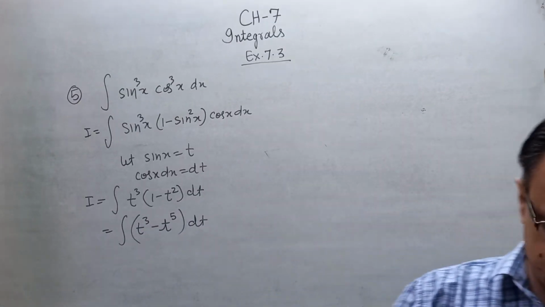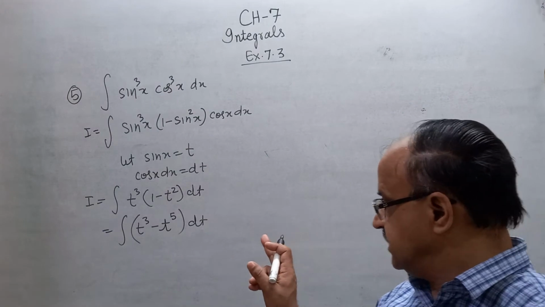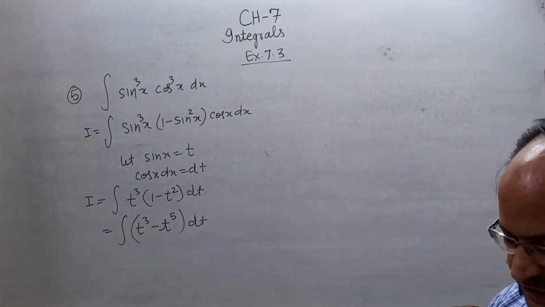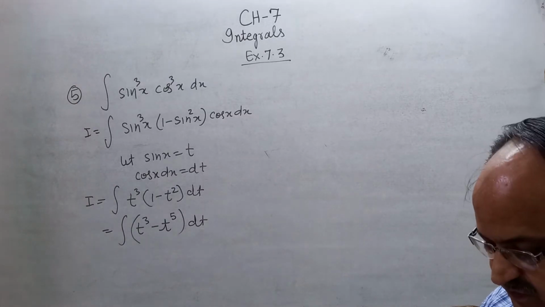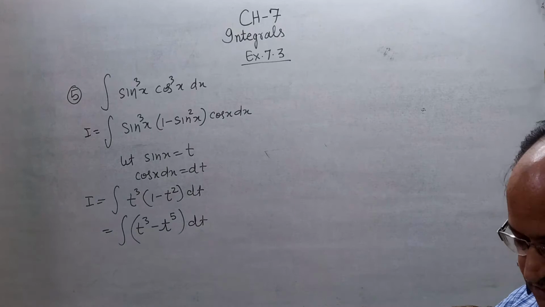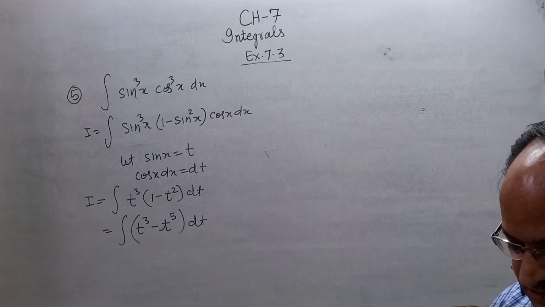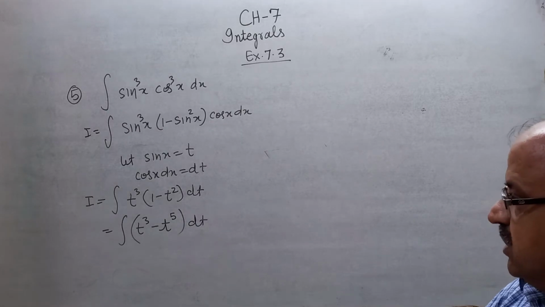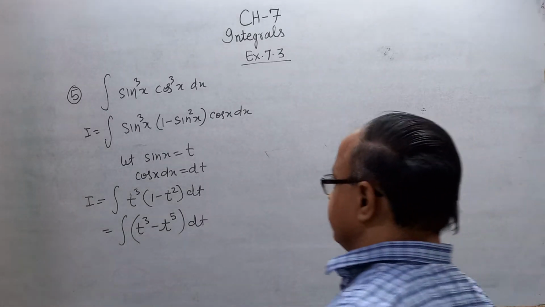Further, integration of t cube you know very well, t to the 4 by 4, and the integration of t to the 5 you know very well, t to the 6 divided by 6. After doing the integration, further you can solve, just put the value of t.